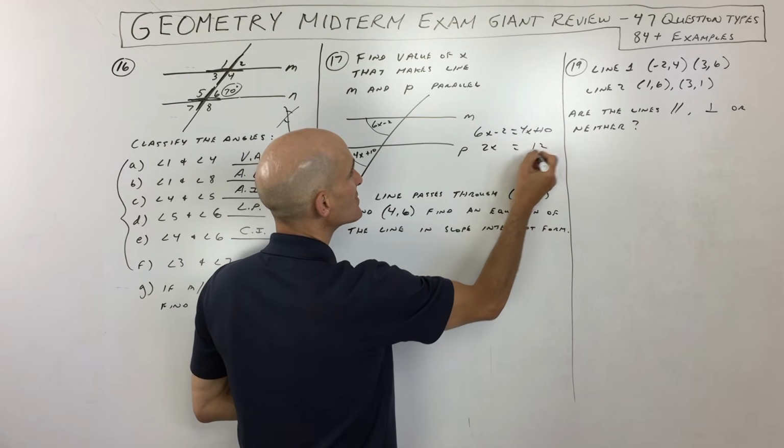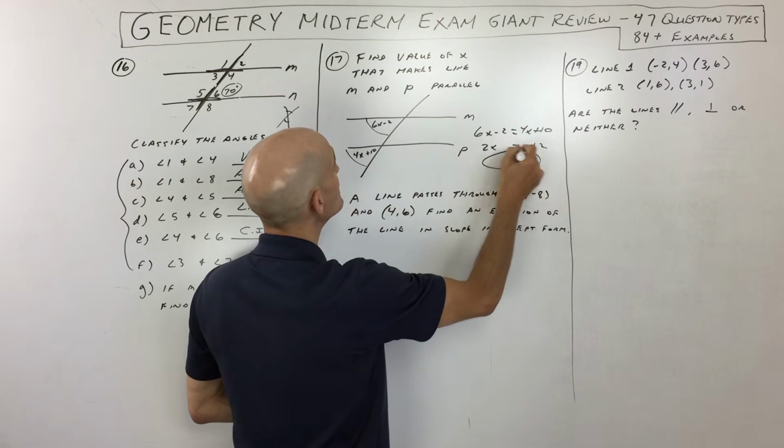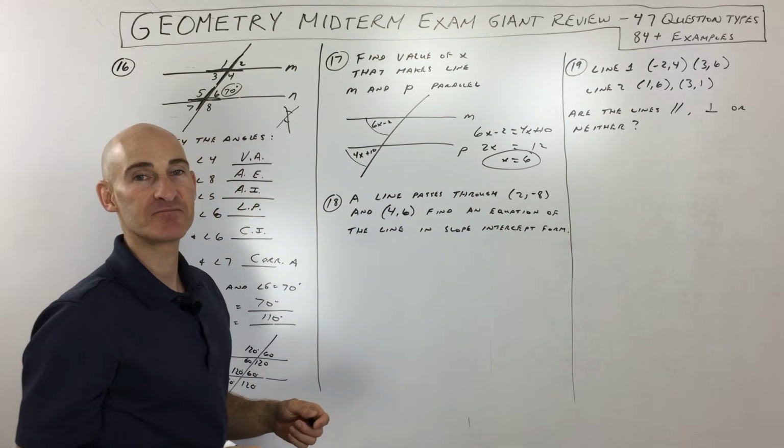Let's add 2 to both sides, divide by 2. You can see that x equals 6, and we got it.